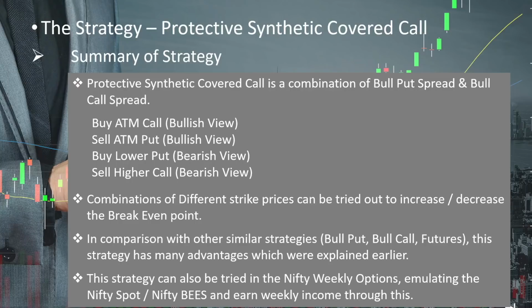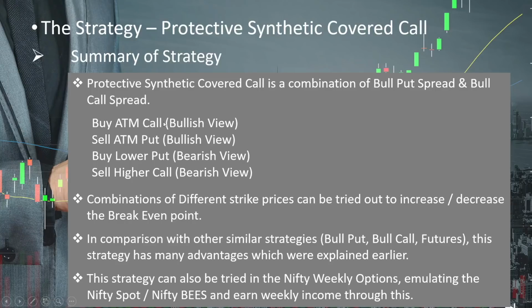So let us summarize what we have learnt. The protective synthetic covered call is a combination of a bull put spread and a bull call spread. Basically it takes the best of the bull put spread and the bull call spread. You can see the bull call spread is buying an ATM call, a lower call, and selling a higher, OTM call. And selling an ATM put and buying a lower put is a bull put spread.